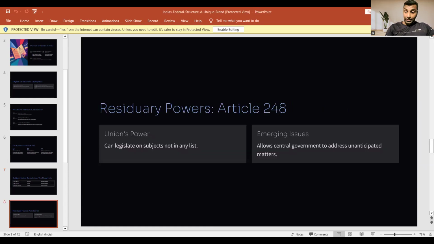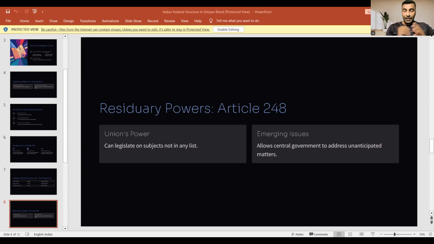Now let's look at residuary powers. Again, very important. If a subject matter doesn't fall under any of the three lists, Article 248 provides that the Union retains the residuary power to legislate on it. So if something is not coming under the Union List, nor the State List, nor the Concurrent List, then who will have the power? The Union will retain the residuary powers to legislate. Under which article? Article 248. Very important.